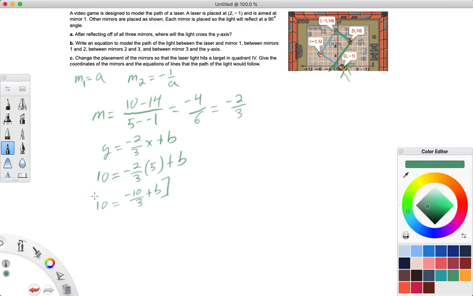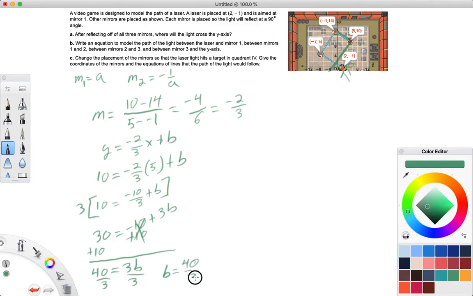Let's multiply everything by 3 to simplify, since we'd end up dividing by 3 later anyway to get b by itself. So we have 30 equals negative 10 plus 3b. I'm going to add 10 to both sides. 40 equals 3b. Now I'm going to divide by 3, b equals 40 over 3. Okay, so my total equation for this line is y equals negative 2/3 x plus 40 over 3.